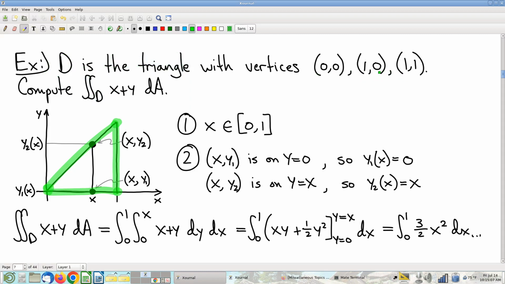How am I going to slice this up? Well, I've got to decide which order I'm going to do my slicing. In this case, it kind of doesn't matter. Arbitrarily, I'm going to do dy on the inside, dx on the outside. No reason. Just let's try it. Let's see what happens. And so as I slice, question 1, I need to know what the x bounds are.